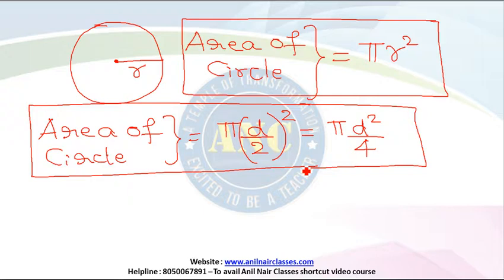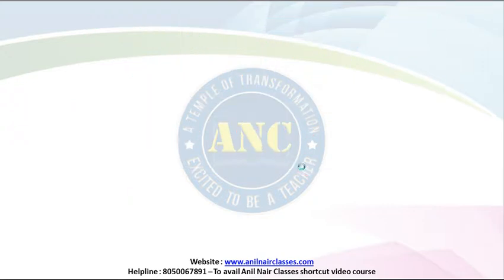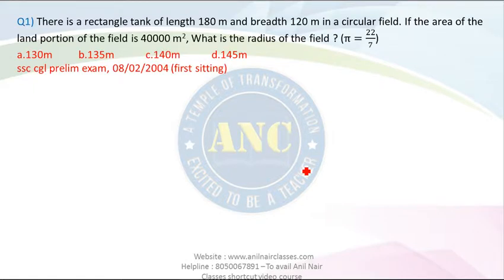Now listen to this carefully, sir. These are all things which you are already aware of. Let us directly jump on to solving problems, and let us solve them in the easiest way possible. Now let me move on to my first problem of this session. It is an original SSC CGL prelims examination question which came in the year 2004. Your question is, there is a rectangular tank of length 180 meters and breadth 120 meters in a circular field.